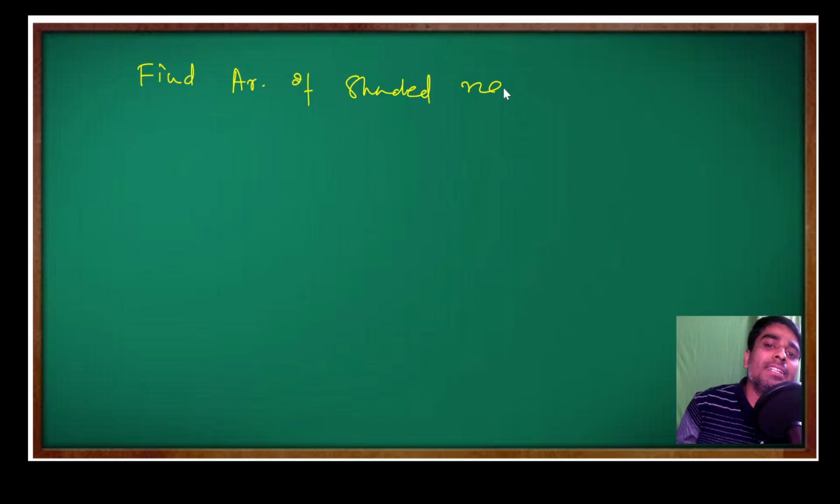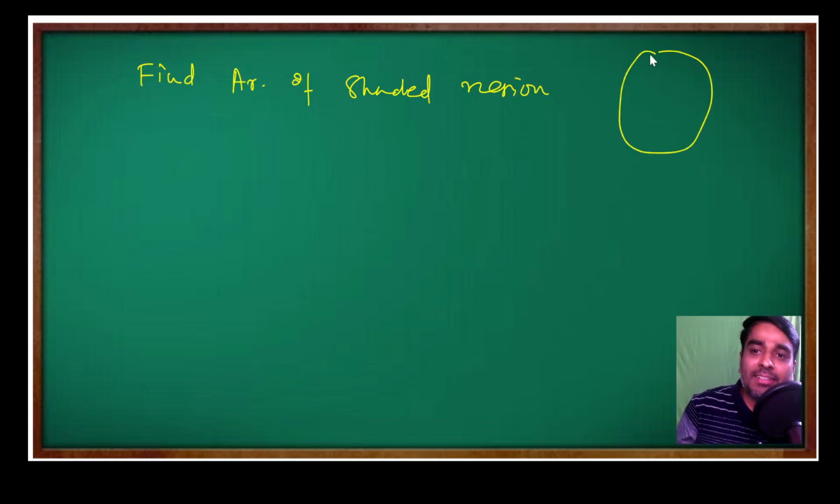Okay, find the area of the shaded region. Where is the shaded region? It's coming. Wait. This is shaded. Only this part is shaded, not that upper part also. Only this is shaded.